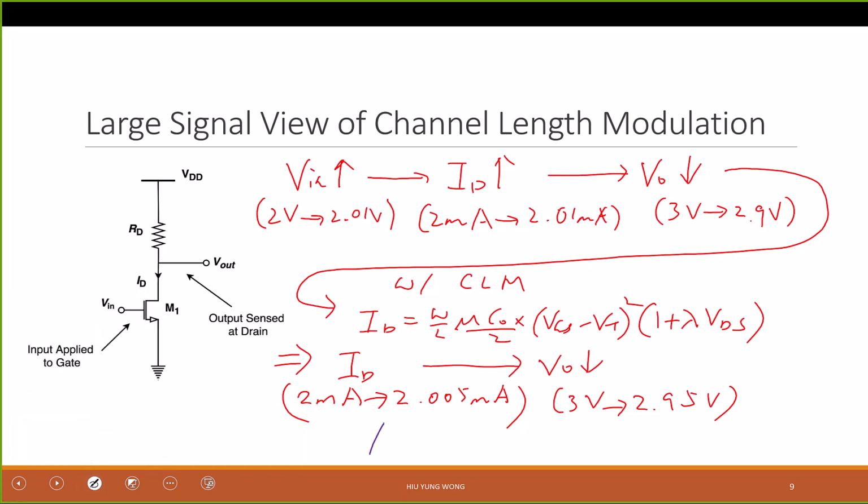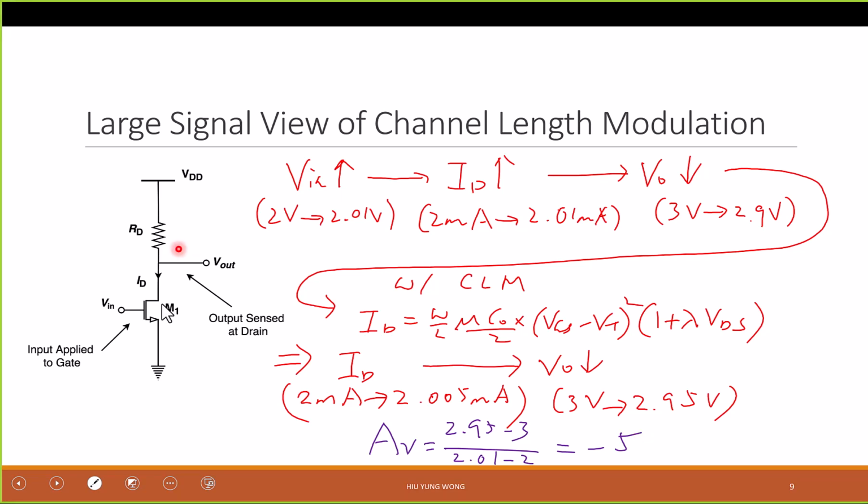And as a result, the gain in this case is going to be 2.95 minus 3 divided by 2.01 minus 2. This is just negative 5 instead of negative 10, right? Of course, this is a toy example. All these numbers are just fake, right? But do you see why the channel length modulation is reducing the gain?